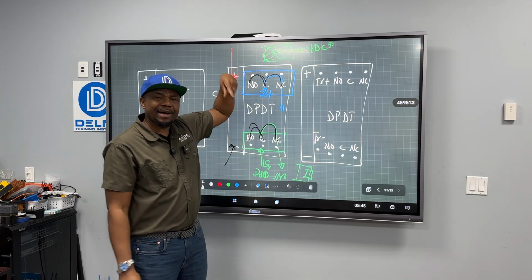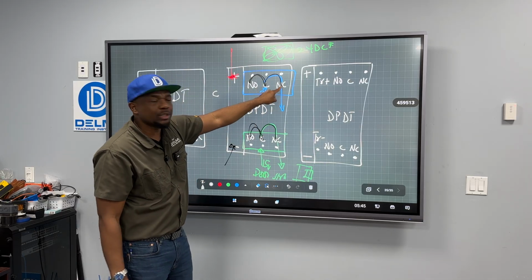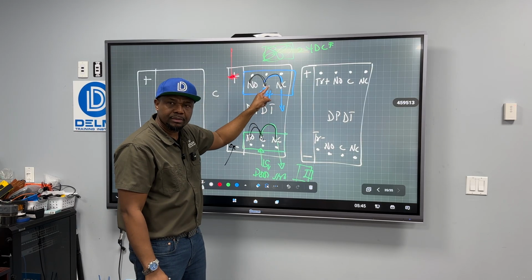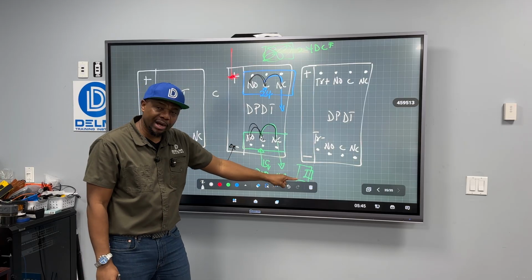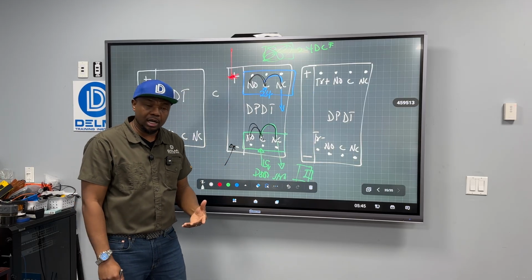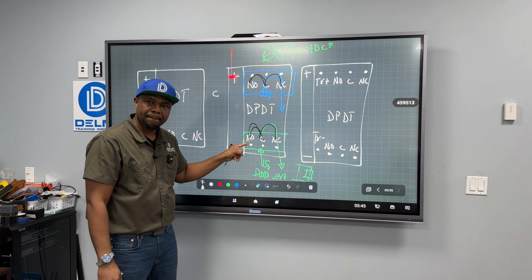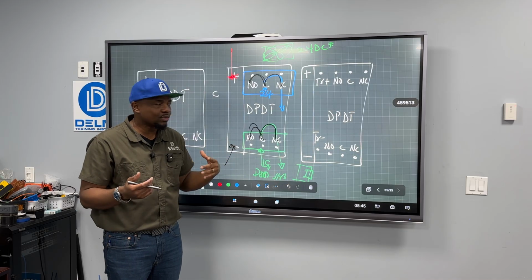If I wanted my fan to always be spinning, then I have to connect it to the normally closed, because the normally closed is always connected to the common. And if I wanted my strike not to be unlocked, then I'm going to connect it to the normally open because there's no electricity there. So this is going to stay locked. This is just to let you understand.